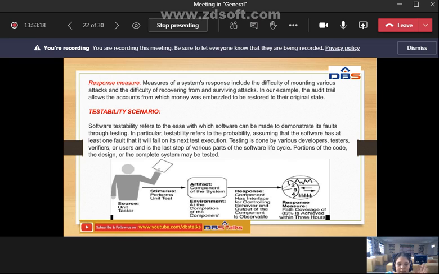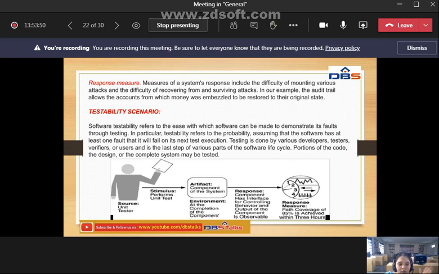The testing is one of the modules in the software life cycle or software development according to this. It can usually be done by the software developer, and also testers and verifiers or users. It is a step in various parts of the software life cycle, and portions of the code, the design or the complete system may be tested. Again, not only one module, the complete system will be tested.